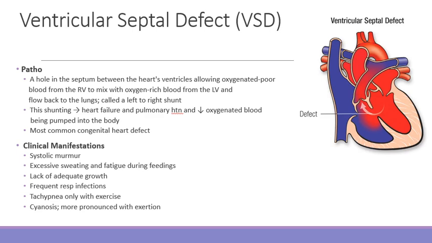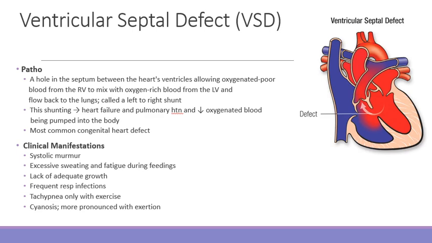I'm going to have pulmonary hypertension, and I'm going to have a decrease in oxygenated blood being pumped out to the body because that blood's being shunted over. This is the most common congenital heart defect according to your book. So what are these guys going to have?